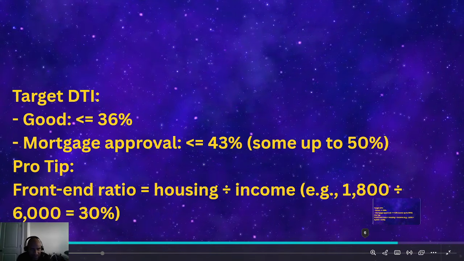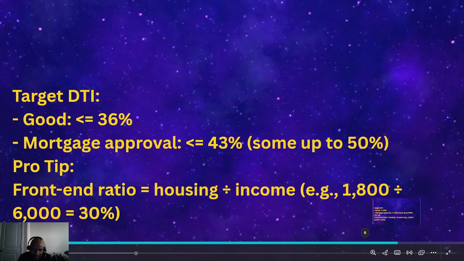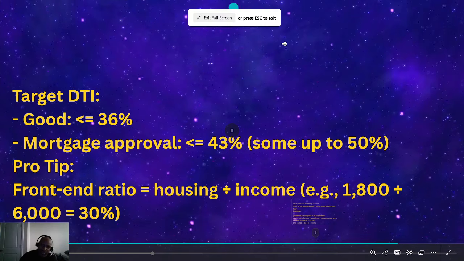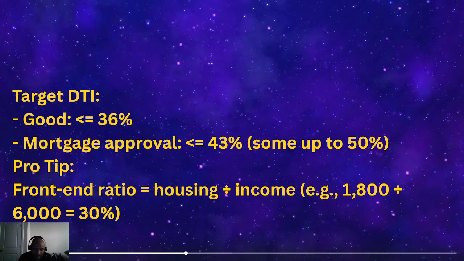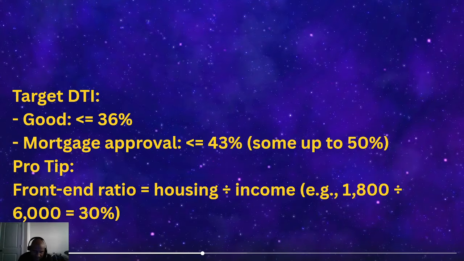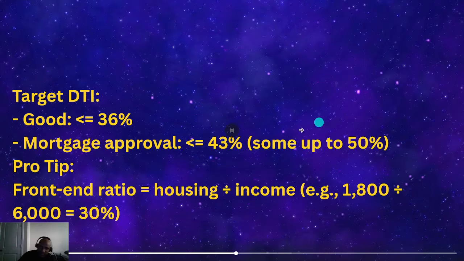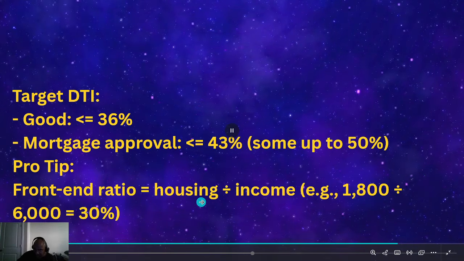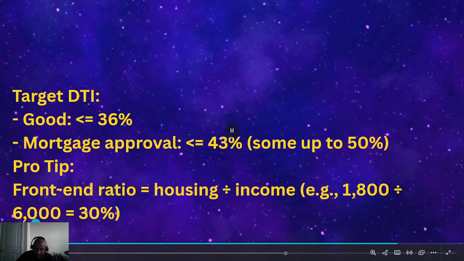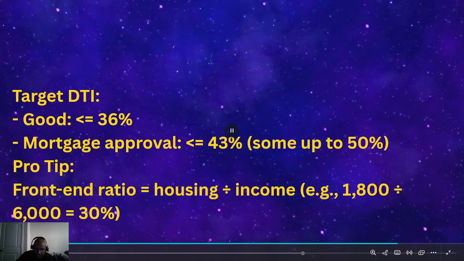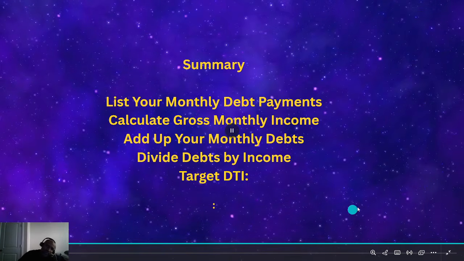Now here's a pro tip: front end ratio. Housing, divide that into your income. Say hypothetically your housing is 1,800 a month. Divide that into 6,000, which is your monthly income, and now that's 30%. That's basically saying that if the only expense you have is a housing expense, and you're making that kind of money, you're at 30%. So you're well below what they're looking for.